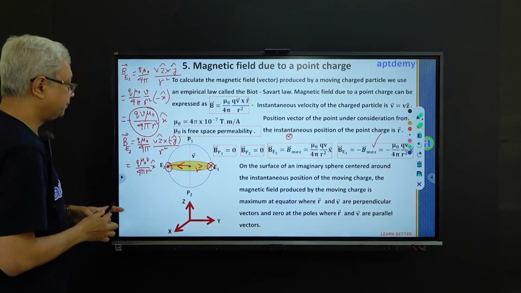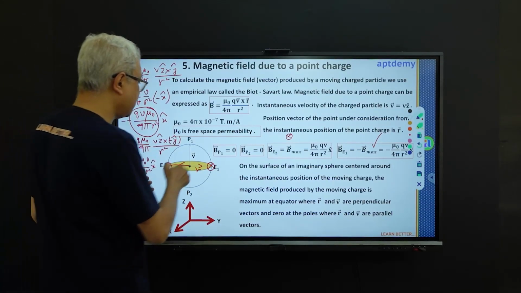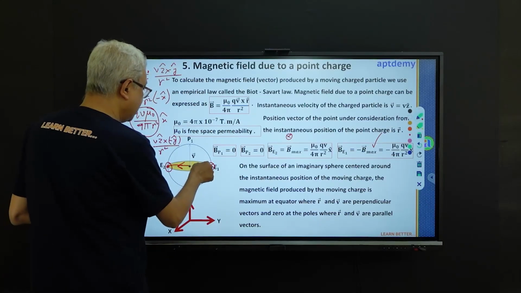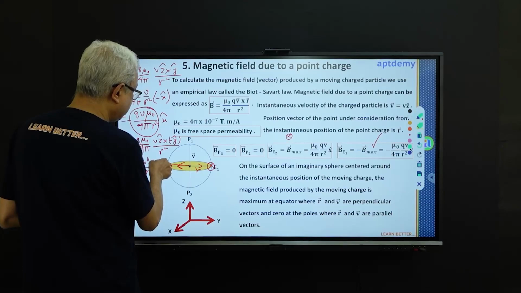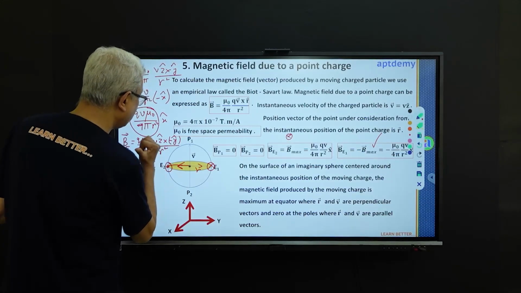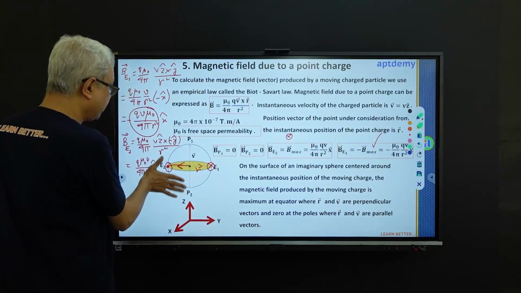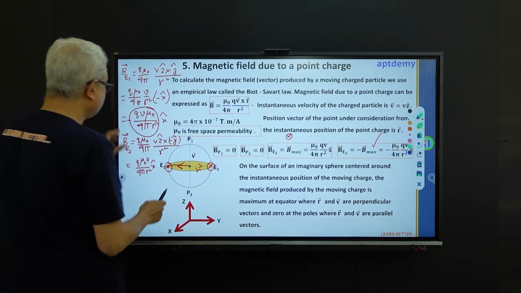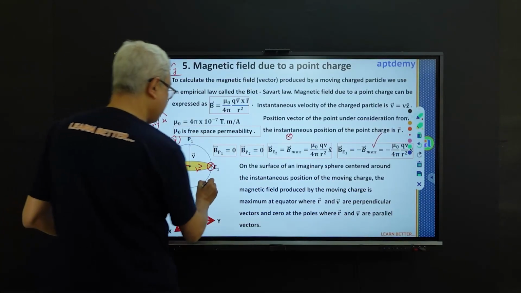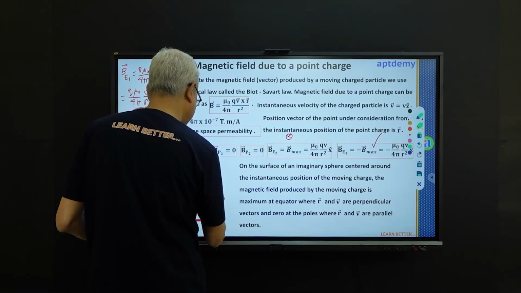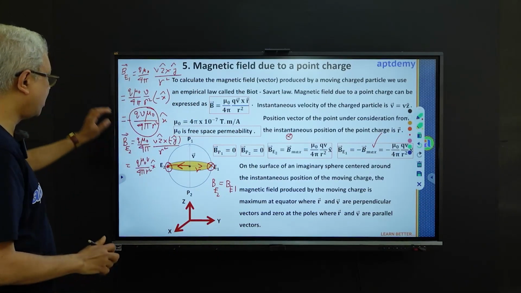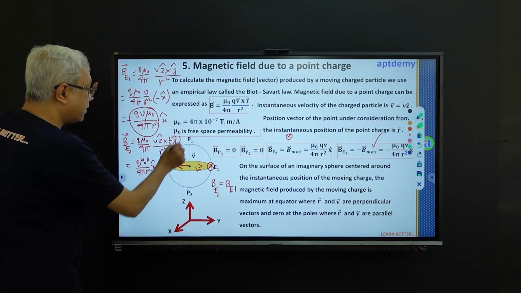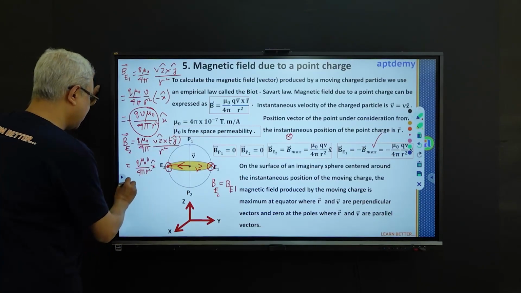Okay, so here the magnetic field at u1 is into the plane of the board, and here the magnetic field at e2 is coming out of the plane of the board, perpendicular to the plane of the board, and both the magnitudes B e2 and B e1 are the same. Magnitude of B e2 is equal to magnitude of B e1. Okay, now what is the magnetic field produced by the moving charge at the point p1?